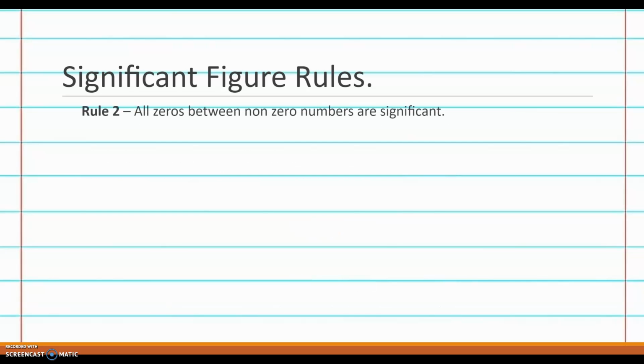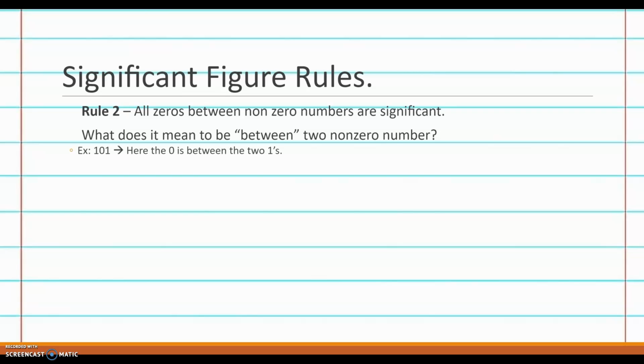Rule number 2. All zeros between non-zero numbers are significant. Between 2 non-zero numbers, or sandwiched, for example, 101, there are 3 significant figures in that number. We count the 0 because it is being sandwiched between 2 non-zero numbers. Another example, 105.3 centimeters. Here, the 0 is between 1 and 5, so all 4 digits are significant figures.